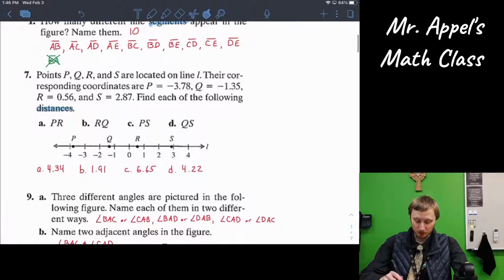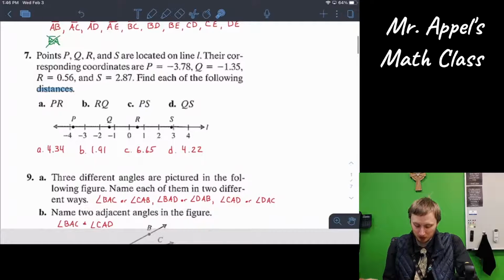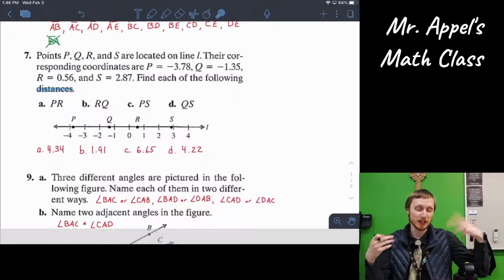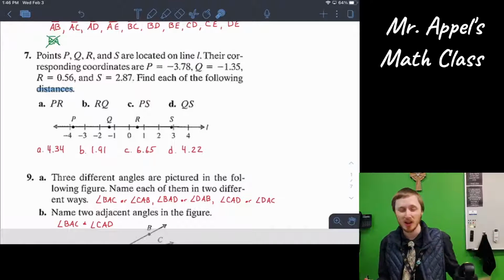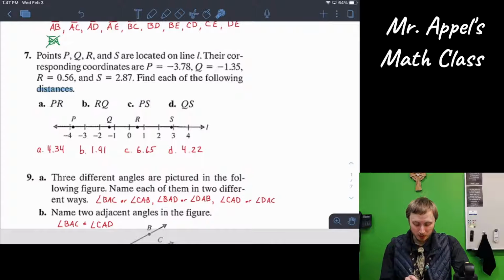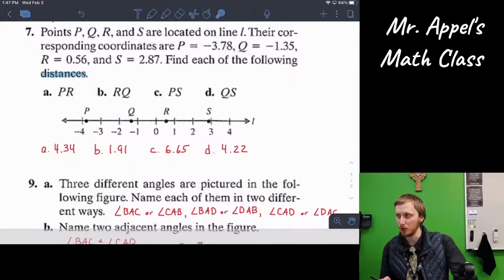Number 7, we are finding the following distances between points on the number line. So this is basically just subtraction. You could have done this in 2nd grade, but it's a fundamental building block of the rest of geometry. The fact that we can measure anything stems from this right here. So there you have the measurements there. 4.34, 1.91, 6.65, and 4.22.